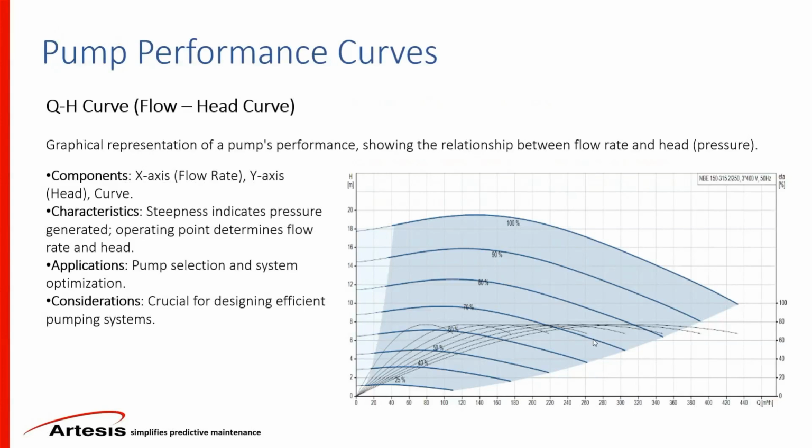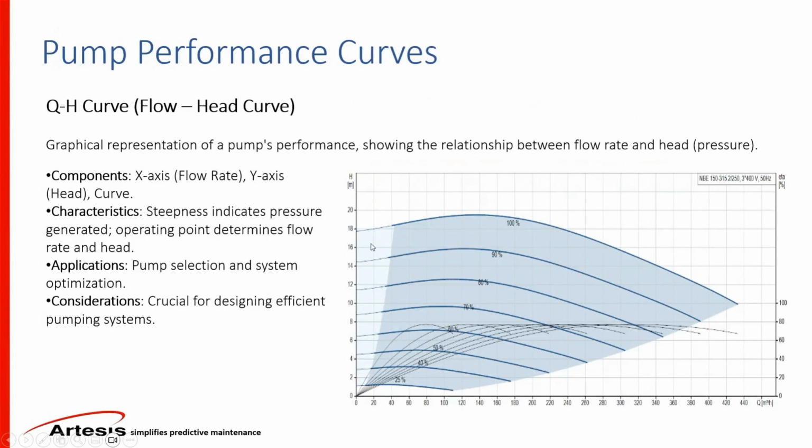Looking at the head curve, or the QH curve, the flow and head curve here, this is also known as the pump performance curve. It depicts the relationship between the flow rate and head developed by a pump under varying operating conditions. The x-axis represents the flow, and the y-axis represents the head. This curve represents how the pump's head varies with changes in flow rate. You can see here it also has the speed.